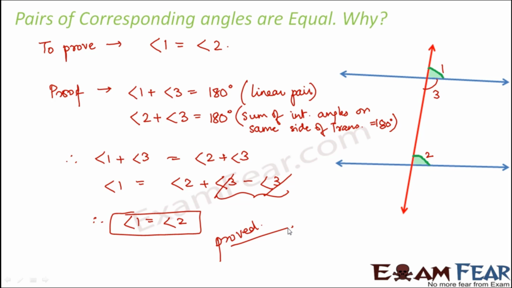So this is how we have proved why the corresponding angles are equal, and why the sum of the interior angles on the same side of the transversal is 180 degrees. However, we did not prove why alternate angles are equal because it would be a little difficult for you to understand the exact mathematical proof at this point in time because you are not aware of the congruence theorem.